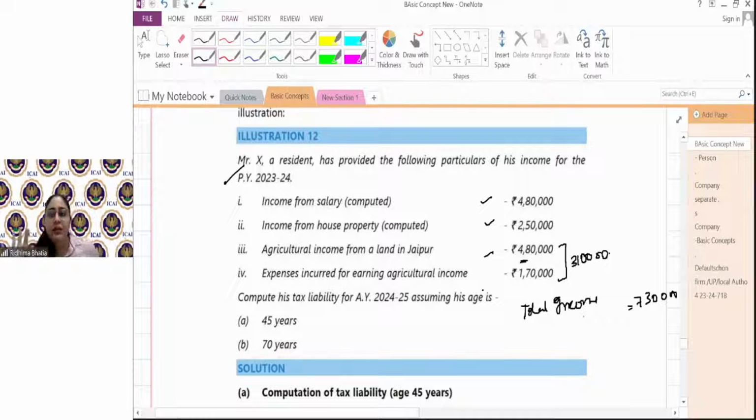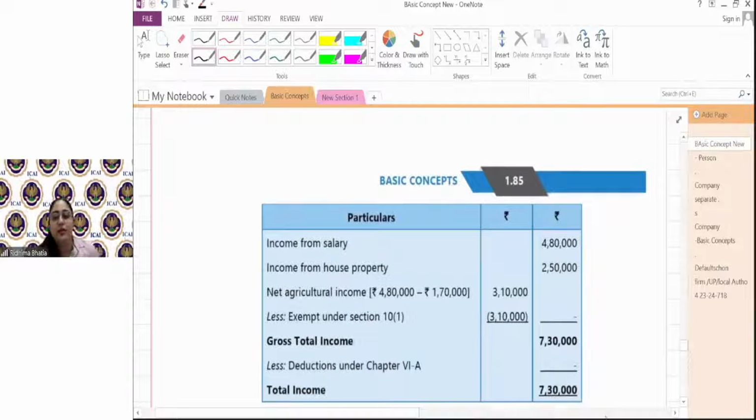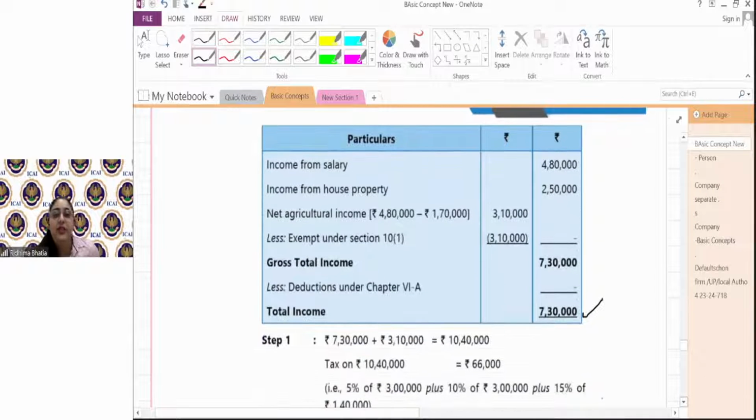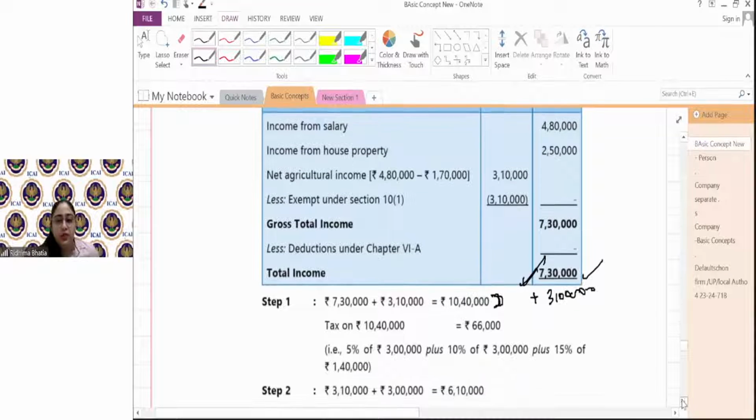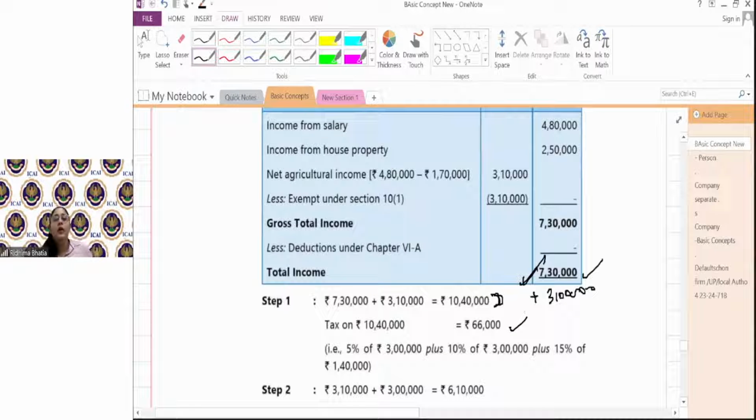Total income में कभी agricultural income नहीं दिखाओगे. It is wrong because government says you cannot take tax on agricultural income. ठीक है. So यहाँ पे भी for computing Mr. X's income, total income is shown as 730. But the concept of partial integration now applies. First step is to calculate tax on non-agri and agri income, which is 10,40,000. So if you calculate tax as per the new scheme, which is 115 BAC, it comes to 66,000. Please calculate it yourself.